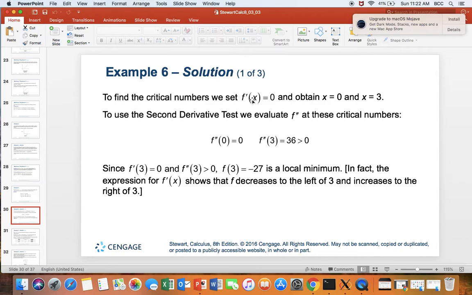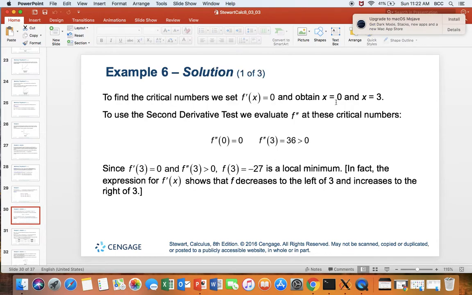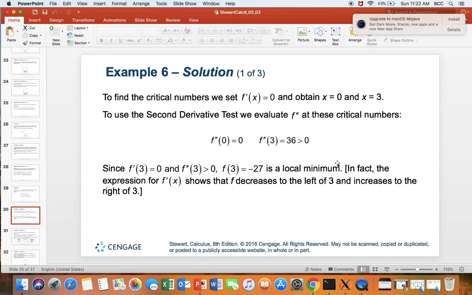To find critical numbers, the first derivative is set to 0. Okay, set the first derivative to 0. You get x equals 0 from here, x equals 3 from here. Okay, 0 and 3. For the second derivative, you set f double prime to 0. You get 0 from here and 2 from here. Okay, 0.